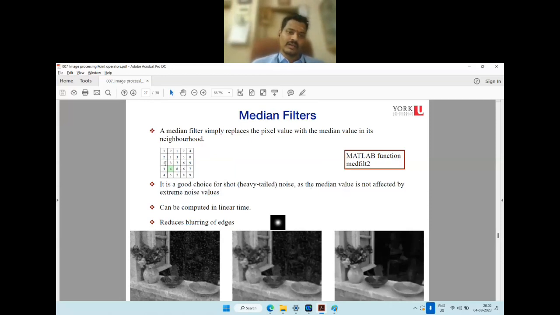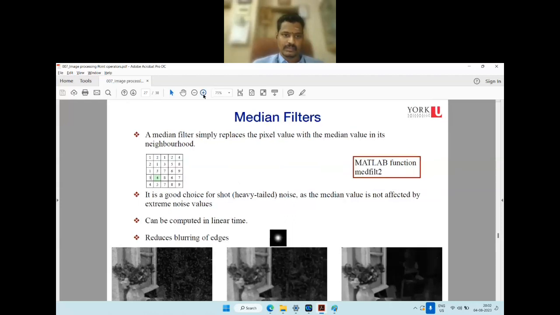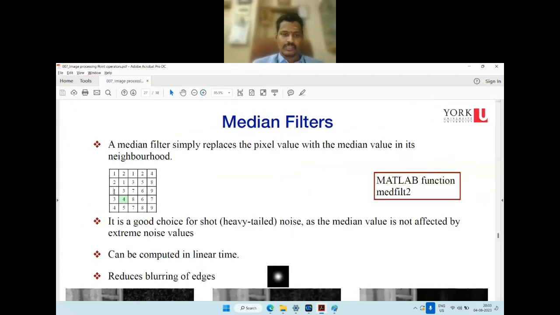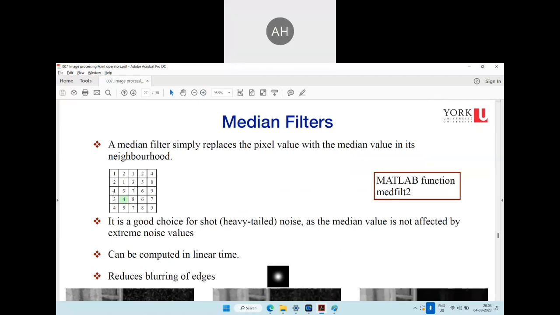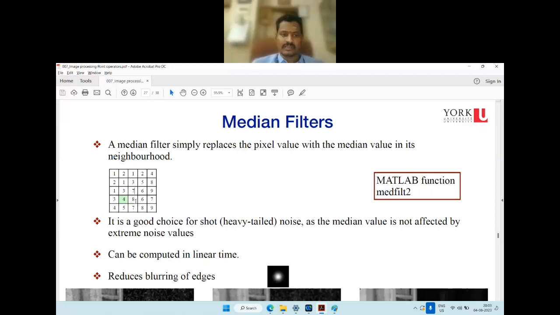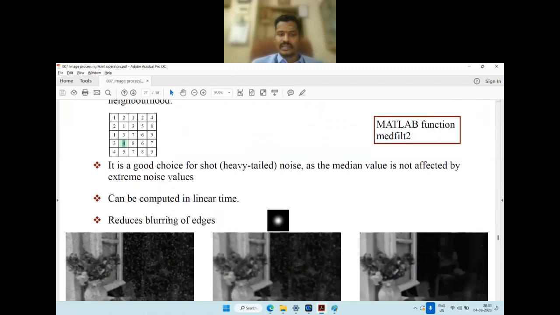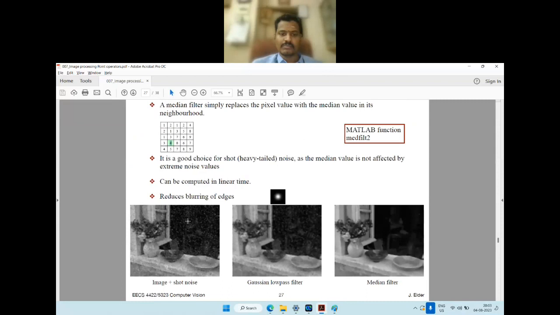Say for example, if you consider this 3 cross 3 neighborhood, which I have highlighted here: 1, 3, 7, 3, 4, 8, 4, 5, 7. Is it visible? If you arrange these values in increasing order and find the median, it will be 4, right? So this particular pixel will be replaced with 4. It can be computed in linear time, which reduces the blurring of images.